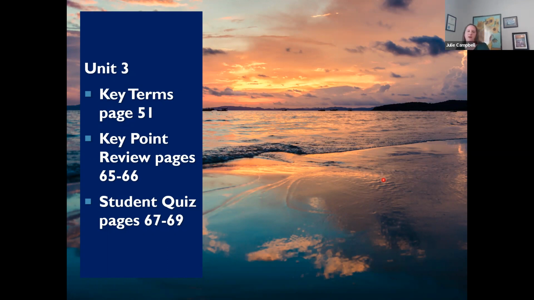Key point review on 65 to 66, and then the student quiz on page 67. A question comes in: can we do another one with mills? We cannot in class. We don't have time, as we said first thing this morning, but I do have plenty of practice for you guys with mills outside of class. If you logged on late, remember we're recording, so you can go back and pick up what you missed. Your student quiz on 67 through 69 does have some math there at the end, so that's some good practice for you.